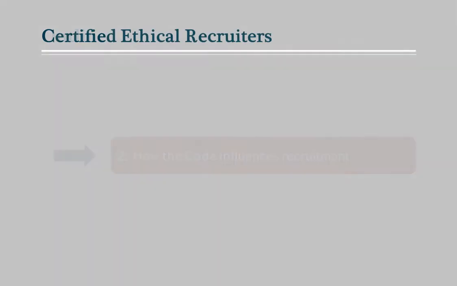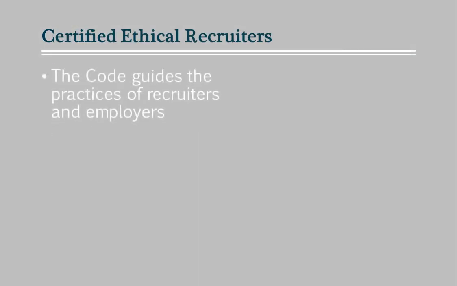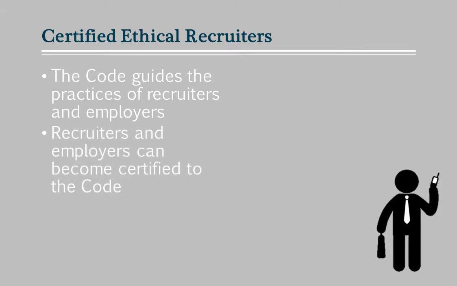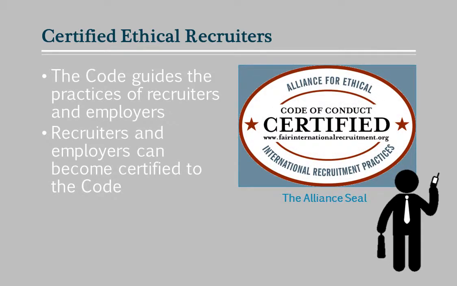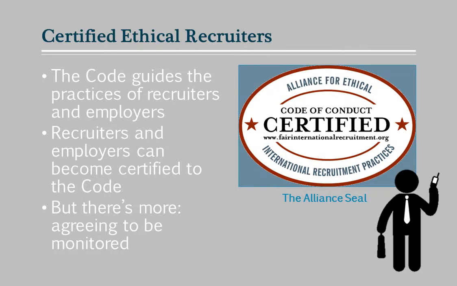The ethical principles are meant to guide the practices of recruitment agencies and employers. Recruiters and employers that use and follow the ethical standards can become certified to the Code. We call them Certified Ethical Recruiters. You can recognize them by the Alliance seal. But there's more included in certification that isn't so easy to see. Getting Alliance certification means agreeing to be monitored, so that the Alliance can determine whether or not a company is using and following the Code.